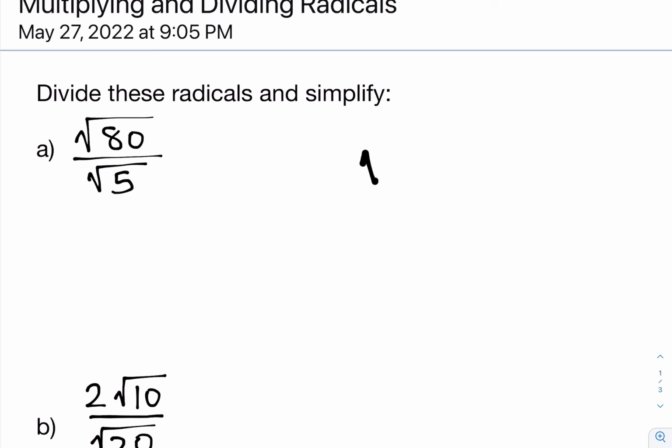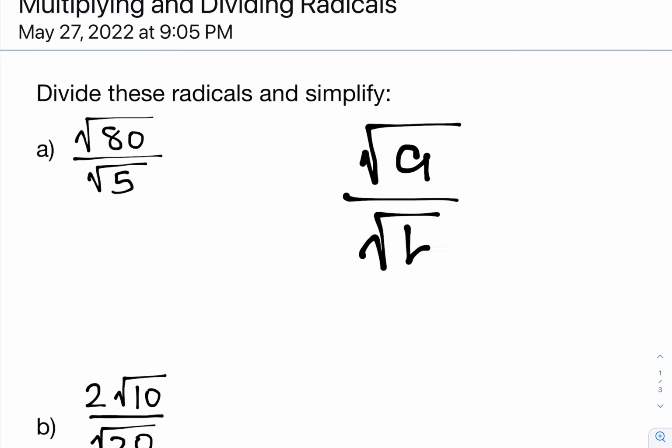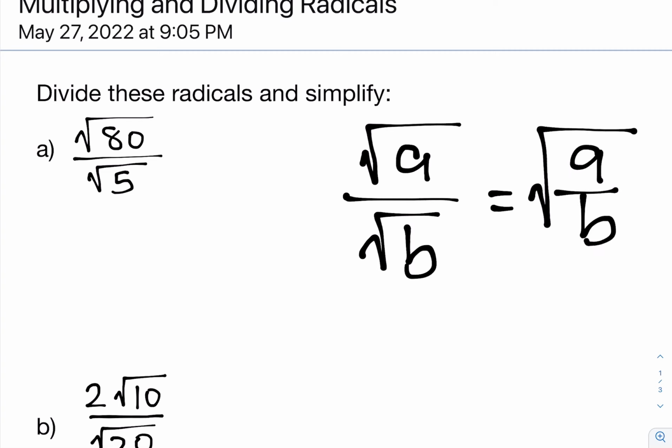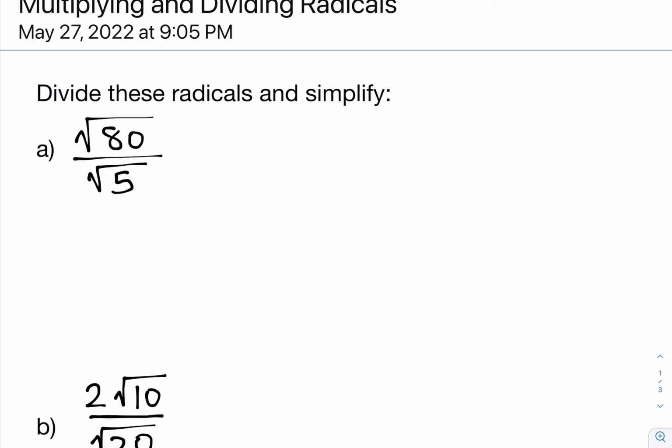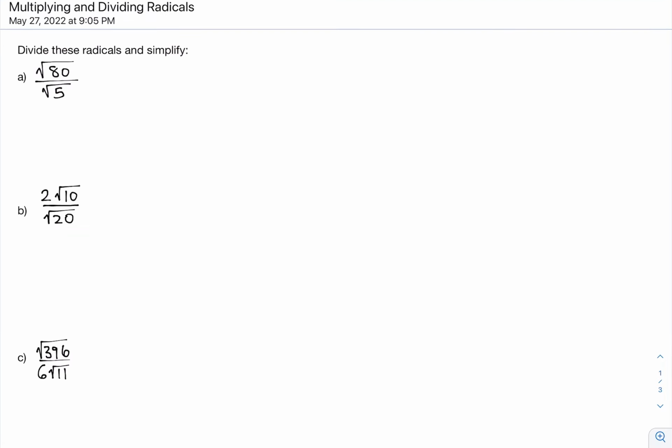So the square root of a, let's say that's some number, divided by the square root of b, a cool property is that this equals the square root of a divided by b. So the quotient of two square roots is just the quotient of the square root of those arguments being divided inside the radical. Writing general formulas is always more difficult to understand than actually doing examples. So let's do actual examples.